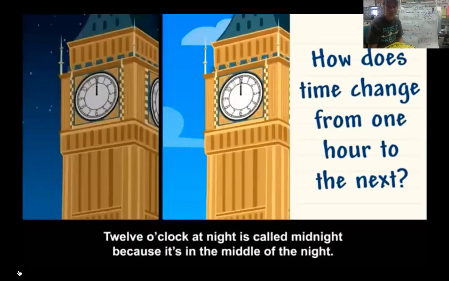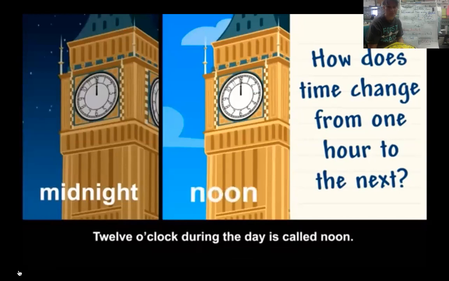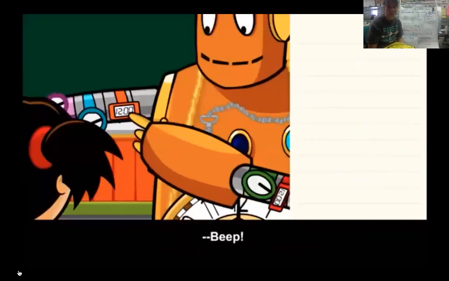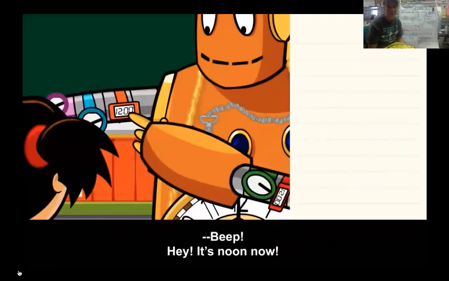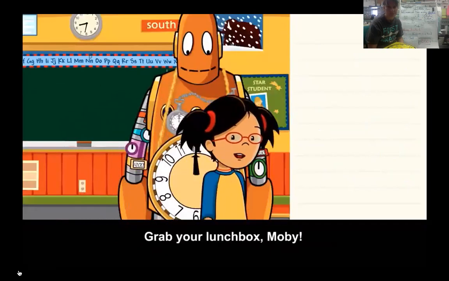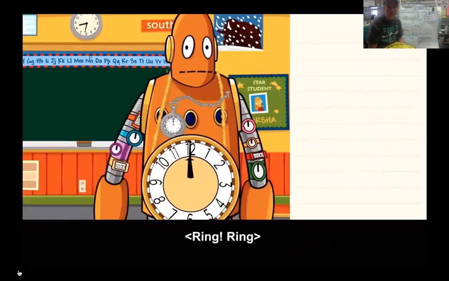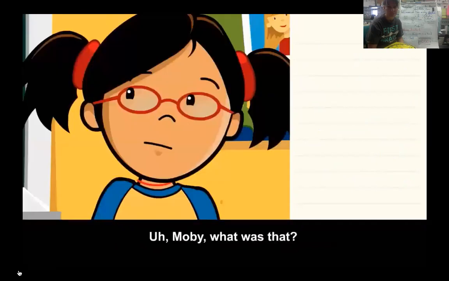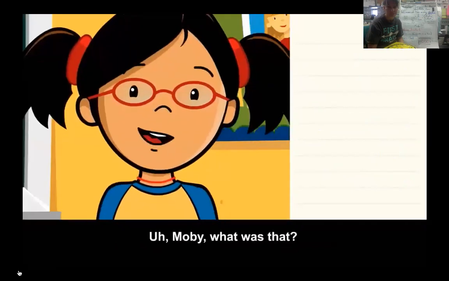12 o'clock at night is called midnight because it's in the middle of the night. 12 o'clock during the day is called noon. Hey, it's noon now. Grab your lunchbox, Moby. Let's go. Moby, what was that?